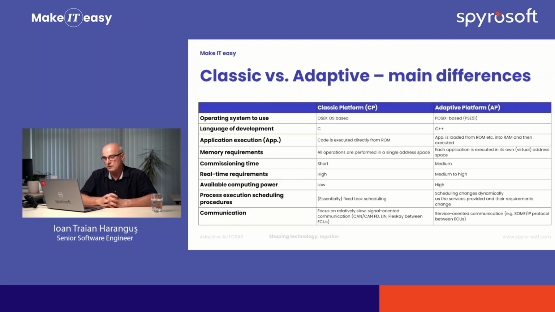And also we could see that the code is executed directly from read-only memory for classic platform, and in adaptive platform the applications are uploaded into RAM, and then they are executed from there in their own address space. The communication, of course, uses CAN, FlexRay specific protocols in classic platform, as compared to adaptive platform, where we use IP and service-oriented communication, SOME/IP protocol.